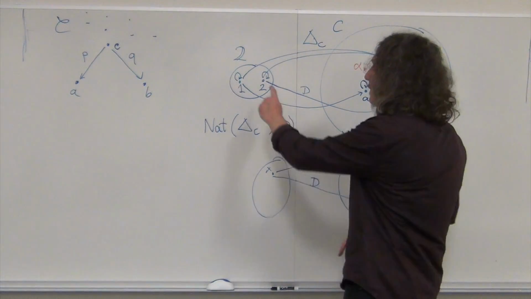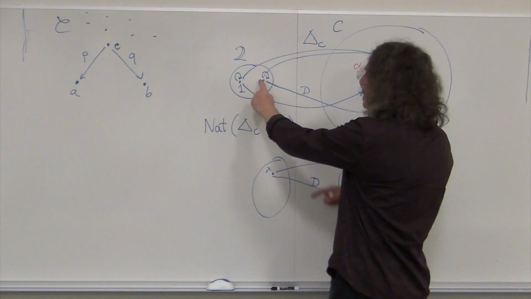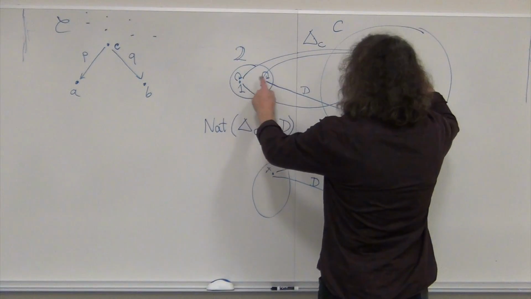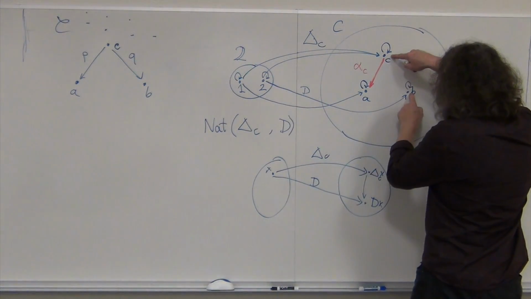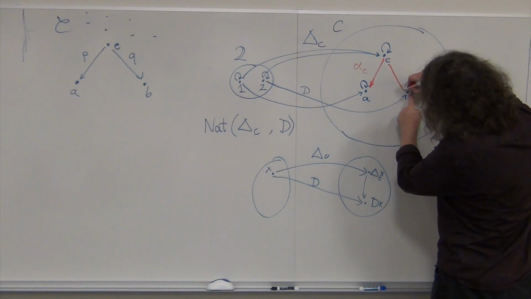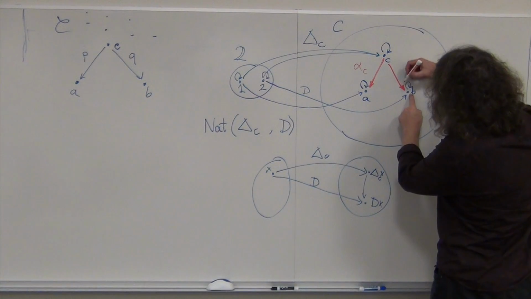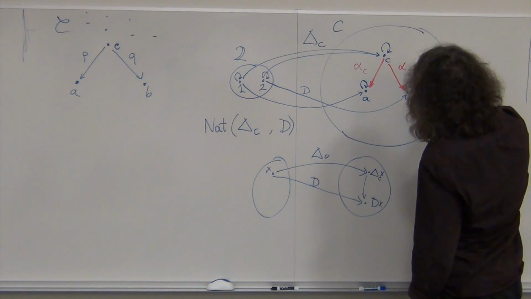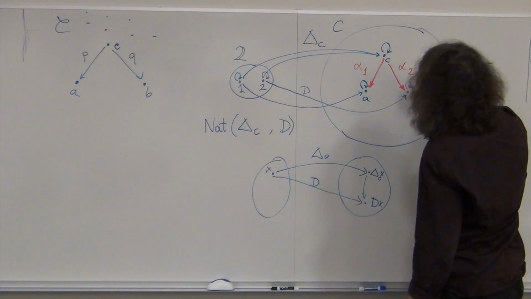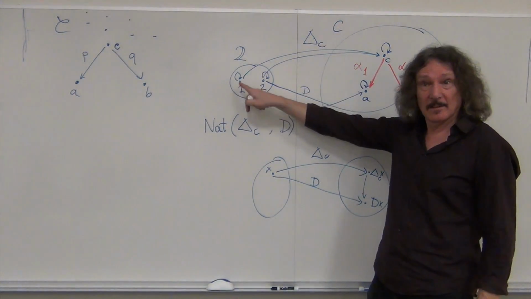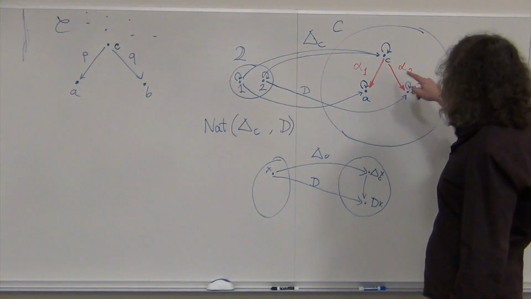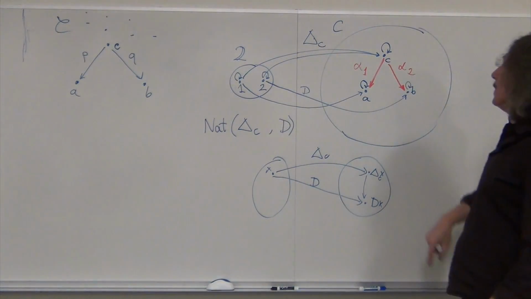Second component, object 2. Delta C maps it, again, to C, okay. D maps it to B. Okay, so a component of the natural transformation will be a morphism from C to B. So this is alpha 1. This is alpha 2, right? They are indexed by the object in the source category. So this is alpha 1 corresponding to object 1, alpha 2 corresponding to object 2.